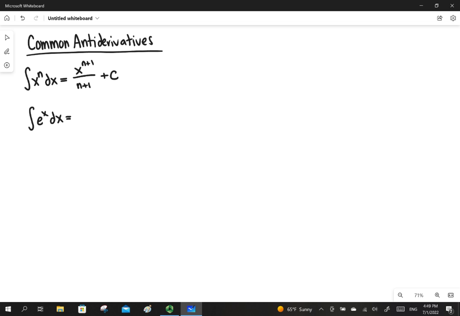The antiderivative of e to the x with respect to x is just e to the x plus c. Antiderivative of 1 over x dx. Notice that this is actually a counterexample to the first rule I gave. That rule is only for n not equal to negative 1. If n is equal to negative 1, then you get 1 over x dx, and that is natural log of the absolute value of x when you integrate it, plus c.